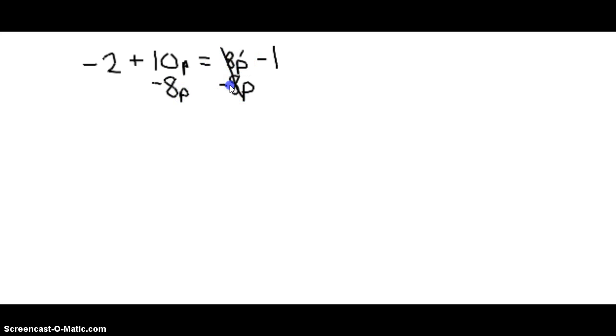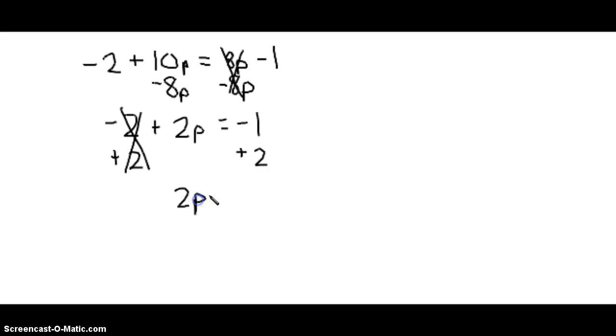8p minus 8p is 0. So we get -2. 10p minus 8p is 2p equals -1. So let's add this 2 to both sides to make this equal to 0. Add the 2 on this side. We get 2p equals -1 plus 2, which is +1. So then divide both sides by 2 to get p by itself. We get p is equal to 1/2, or 0.5, for our final answer.